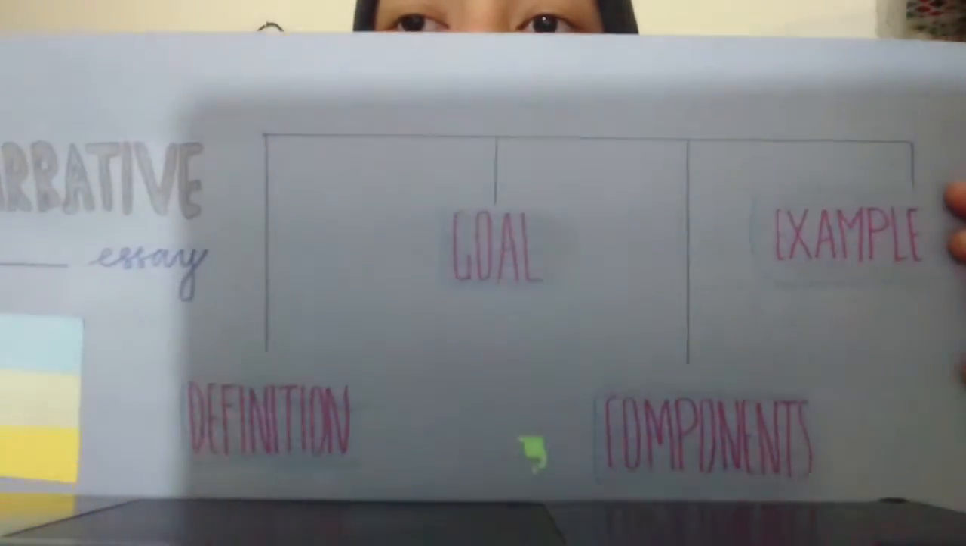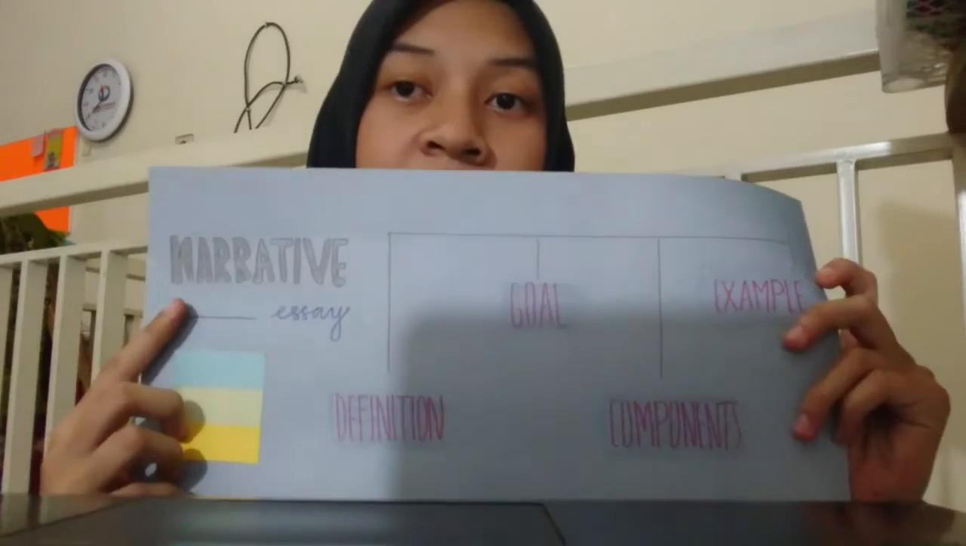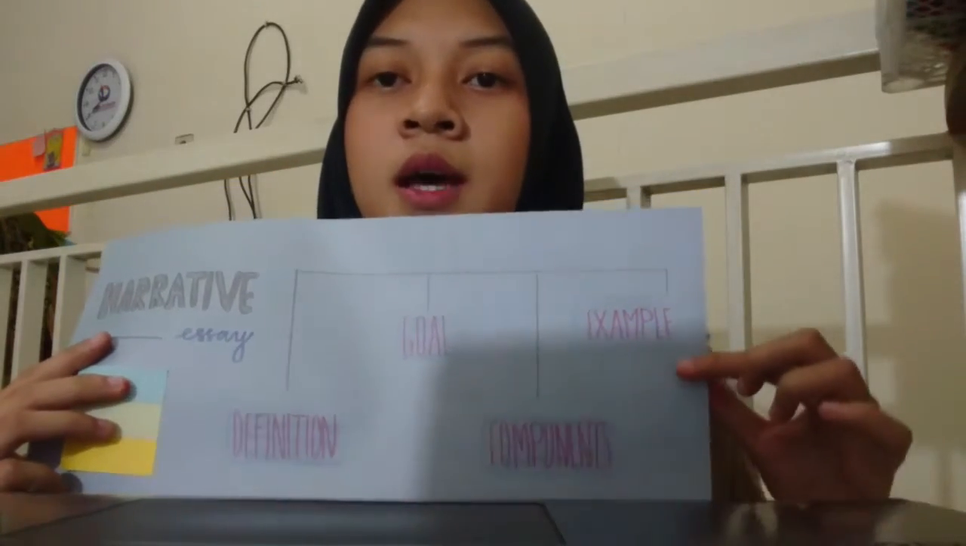Can you see it? So this is a chart of narrative essay, which is first is a definition, and there is a goal, and this is a component, and last is example. And now I want to explain the definition first.